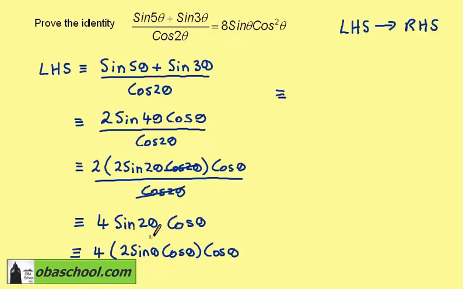And so, tidying, 4 twos are 8. We have a single sin θ, and cos θ times cos θ is cos²θ. And we can see that this is the right-hand side.